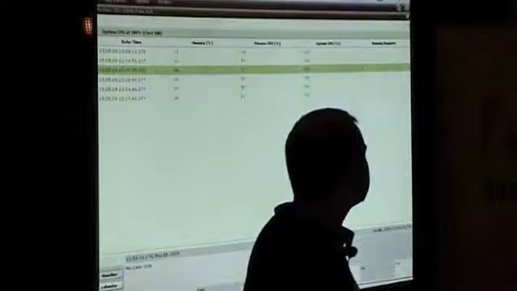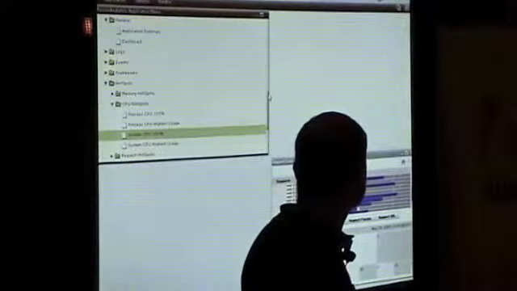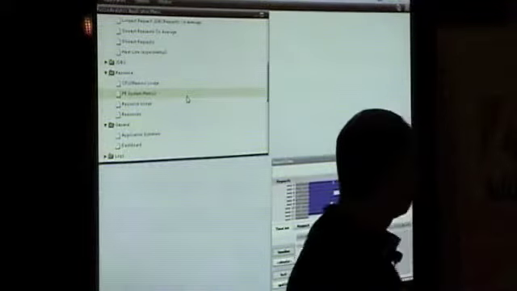So one of the features that we get asked about quite a lot in FusionReactor is, my server's just restarted and I can't see any of the information. The information's disappeared. A lot of people go, okay, how can I see that?